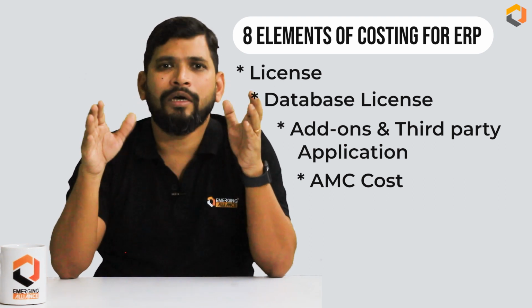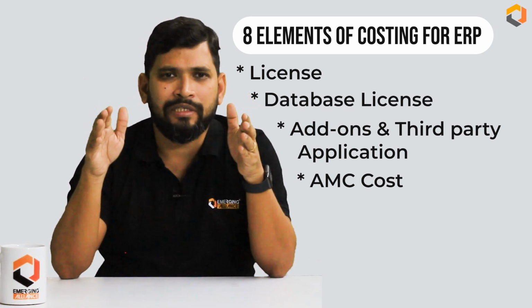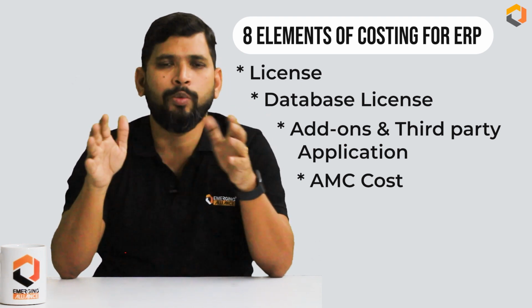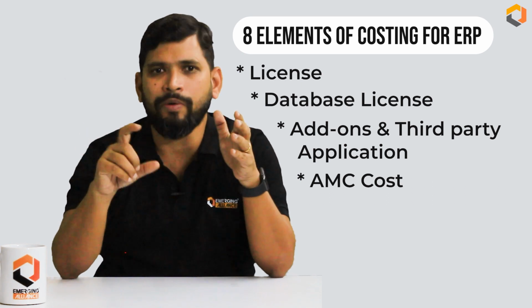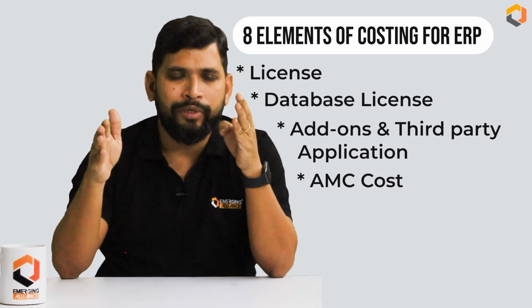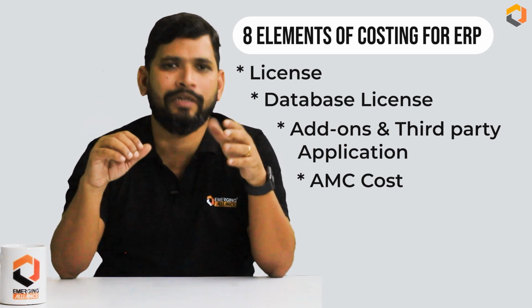The benchmark percentage for AMC is anywhere between 17% of the license cost to 22% of the license cost. It differs from product to product, but an AMC percentage anywhere between 17 and 22 is indicatively right.